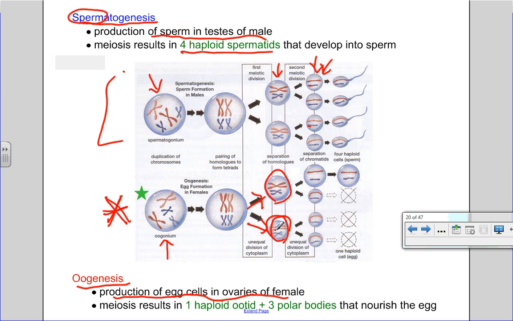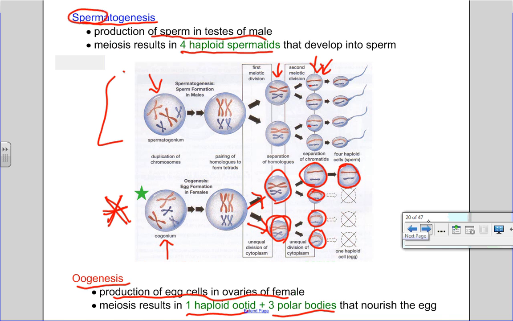When these 2 cells divide again, there's another unequal division. So we end up with only 1 cell in the end that would be functional, and the other 3 are too small, and we call them polar bodies. So the result of meiosis in the female is the production of 1 haploid ootid and 3 polar bodies. The polar bodies help to nourish and support the egg cell as it's going through.